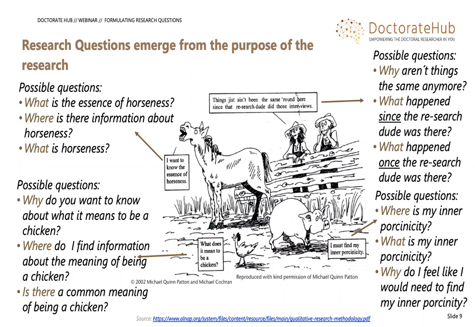If you want to know the essence of hoarseness, then possible questions would be: what is the essence of hoarseness? Where is there information about hoarseness? And what is hoarseness in the first place? Likewise, if you want to look at inner proximity, then questions might be: where is my inner proximity? What is my inner proximity? Or why do I feel like I would need to find my inner proximity? So the research question is very much derived from the research context. There's a close relation both with regards to the very words that you are using, but also with regards to the context of the observation.